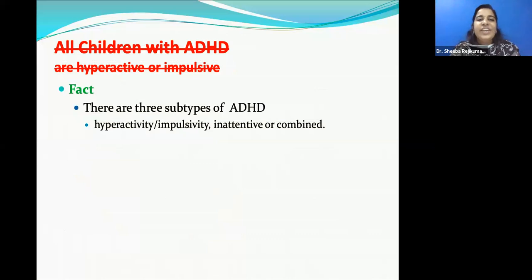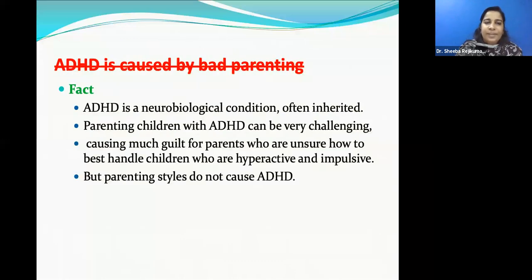All children with ADHD are hyperactive or impulsive. So there are some subtypes too where we may not be presenting this. ADHD is caused by bad parenting. Here, I have to mention that I have never said that ADHD is caused by bad parenting, but I will say that ADHD is flourished by bad parenting.